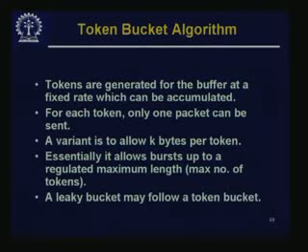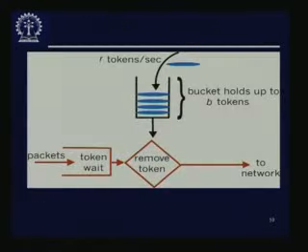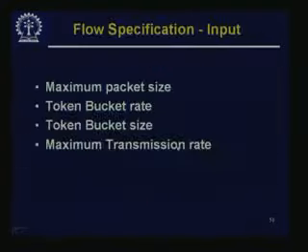A leaky bucket may follow a token bucket also, in order to make it absolutely smooth. So, this is just a diagram. The bucket holds up to b tokens, and so many tokens per second are accumulating there, and when a packet burst comes, it waits for the token. If the tokens are not there, then it cannot send, but if the tokens are there, depending on how many tokens there are, those many tokens are removed and that many packets are sent into the network.